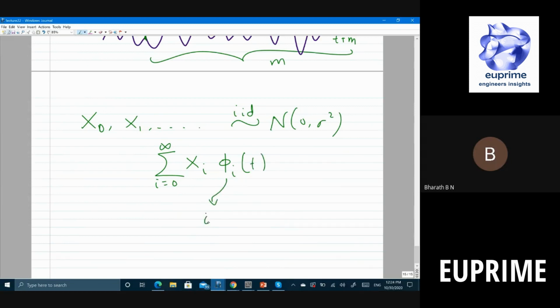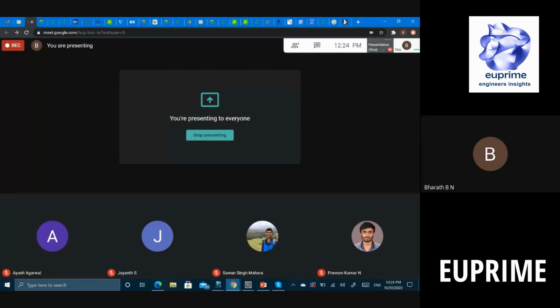This is a set of orthonormal functions. Do you know what an orthonormal function is? Can somebody tell me what an orthonormal function is? It's orthogonal to all other functions. And what do you mean by that? Orthogonality means what? Integral of phi i.